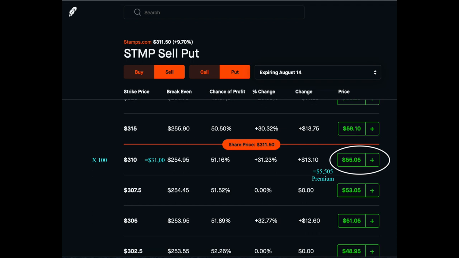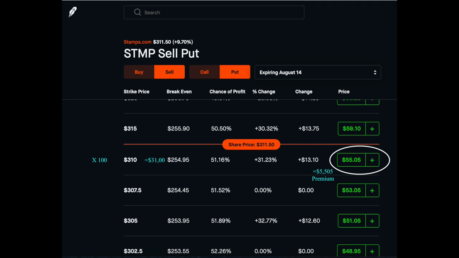Before we get into my account and see what we're going to do this week, I wanted to give a refresher course on how you do covered puts. So as you can see, you pick a strike price below what the stock is trading for. At that time, stamps.com was trading for 311, and the strike price just below it was 310. You will multiply that by 100. Yes, you will multiply 310 by 100. It'd be like $31,000 in cash you would have to have to cover that particular strike price.